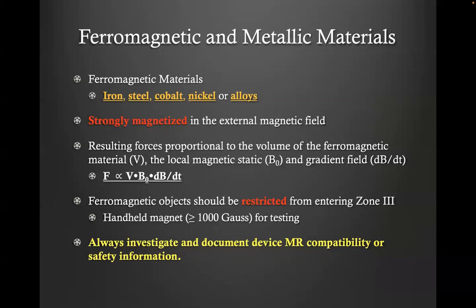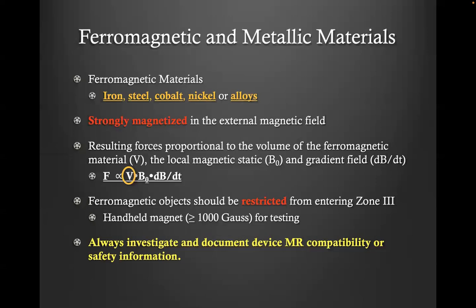So ferromagnetic and metallic materials are just forbidden. The ferromagnetic materials examples include iron, steel, cobalt, nickel alloys. They will be strongly magnetized in the external magnetic field, and then there will be very, very strong force. And just mind you, this force will be proportional to the volume of the ferromagnetic material, as well as the local magnetic field. So our scanners are 3 Tesla or above, so the force is very, very strong. And also the larger the object, the stronger the pull. Even a key ring, you're going to feel very strong pull already. So these are strictly no-no.